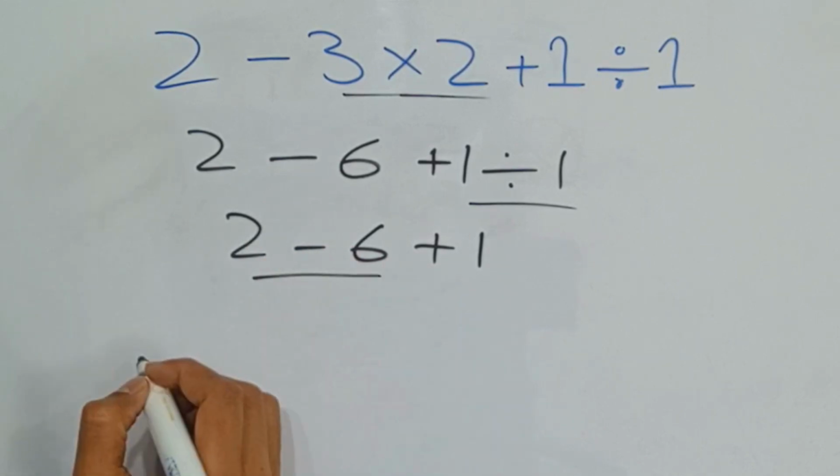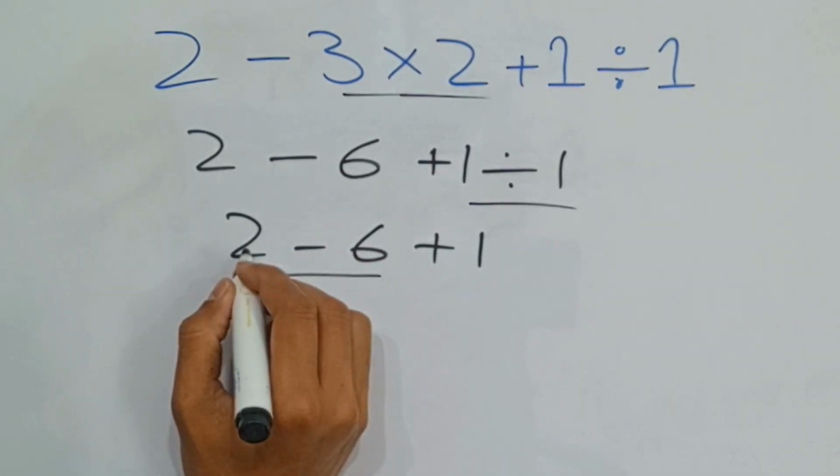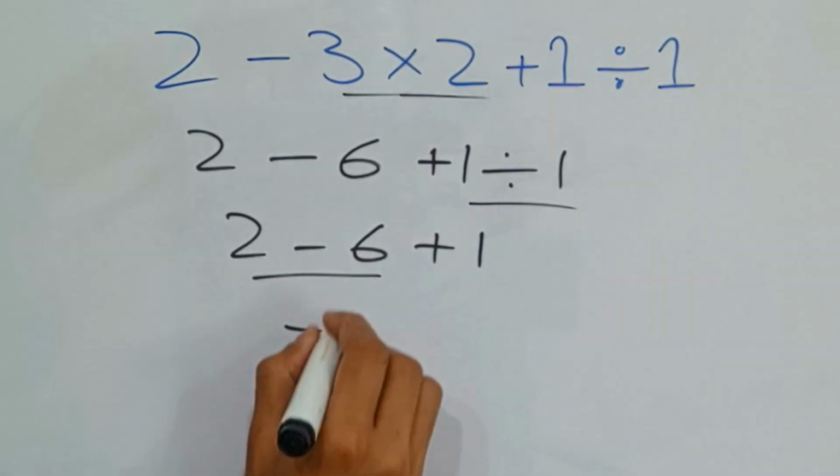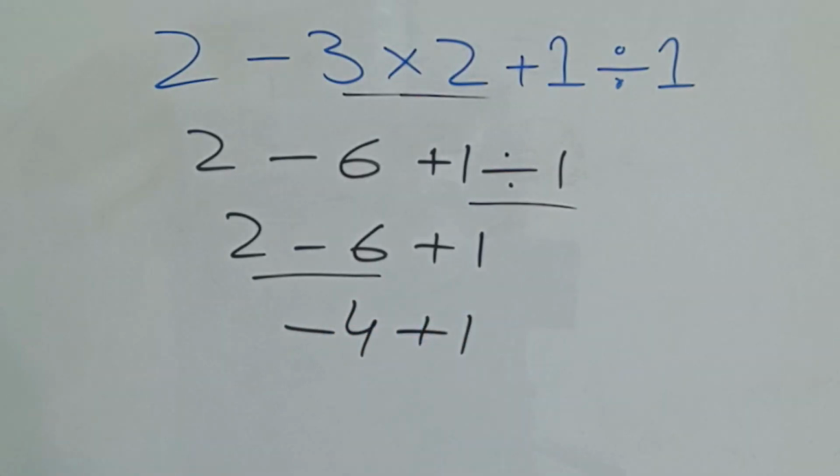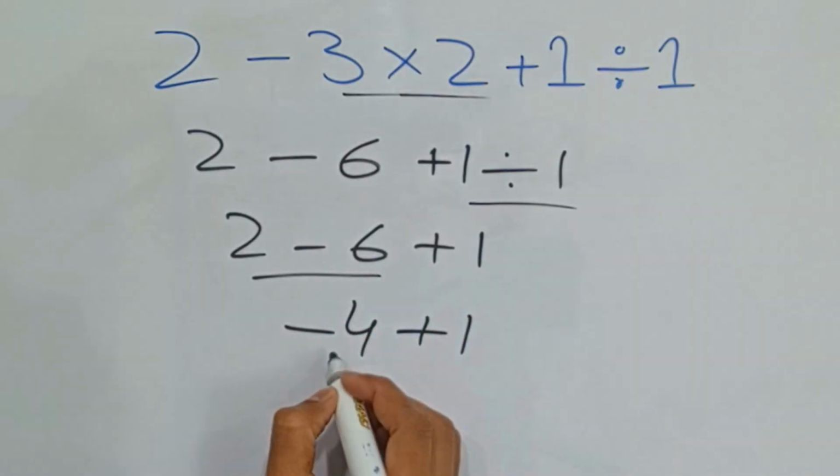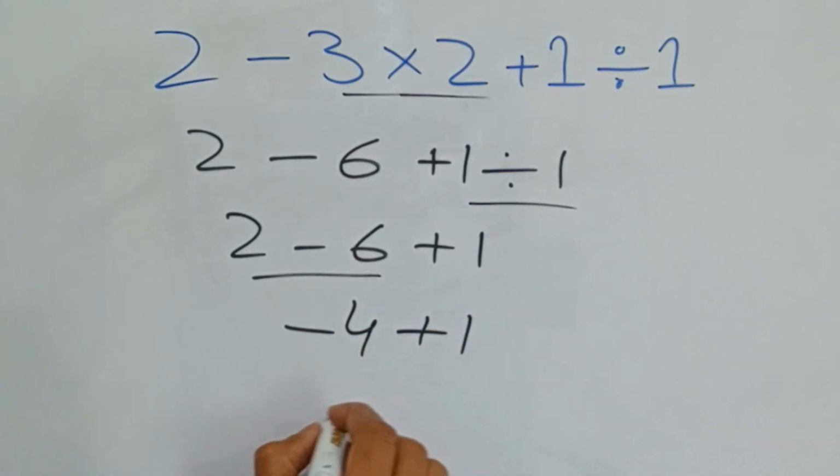So subtract 2 minus 6 equals minus 4 plus 1, right? Now minus plus minus, so minus 4 plus 1 equals minus 3.